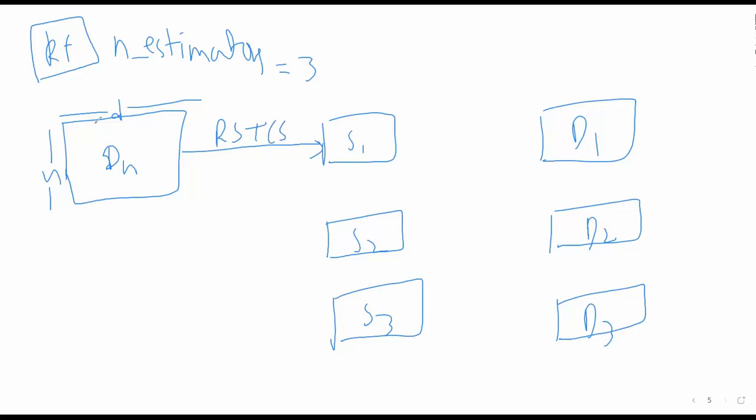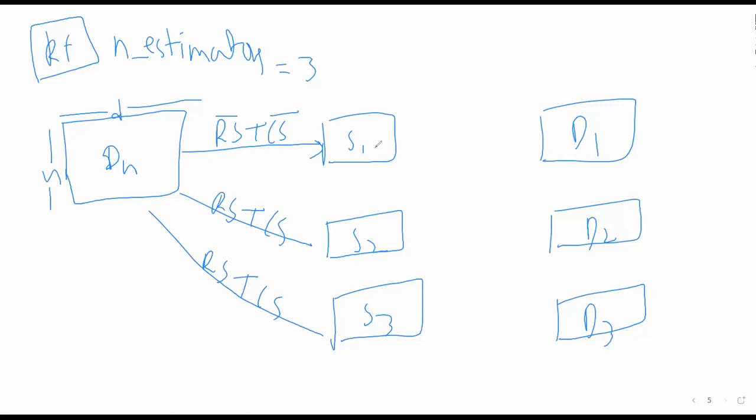Now each subset we can create using row sampling plus column sampling. It means we can pick random rows and random columns to create each subset. This is called row sampling, this is called column sampling. In the row sampling we can pick random rows, and in the column sampling we can pick random columns. Again, for subset three, we can use row sampling plus column sampling.